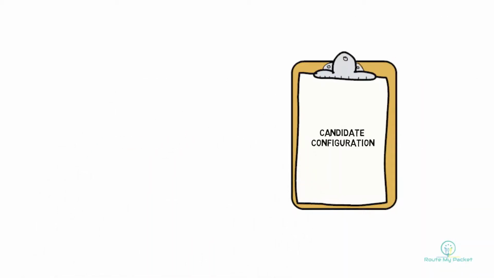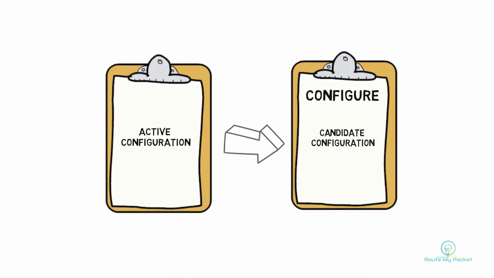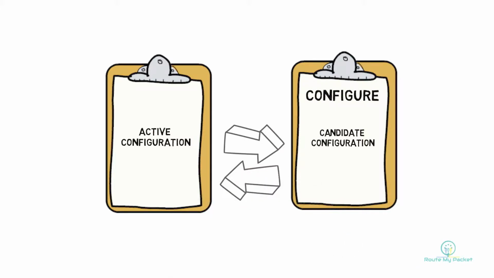Junos management. The candidate configuration is a temporary configuration that might possibly become the active configuration. When you configure a device running the Junos OS, the software creates a candidate configuration and initially populates it with the active configuration running on that device. You then modify the candidate configuration. Once satisfied with your modifications, you can commit the changes. This action causes the candidate configuration to become the active configuration.